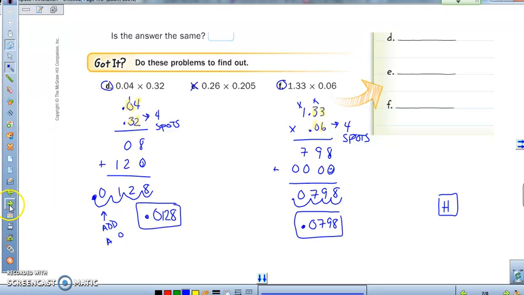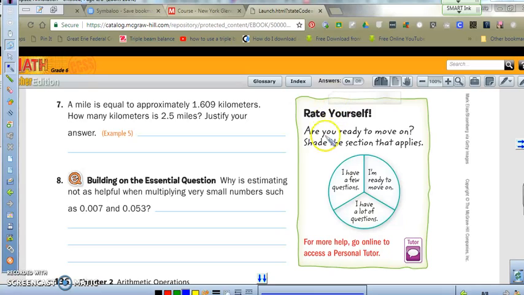When you're ready, turn your page, and please rate yourself. Do you have a few questions? Do you have a lot of questions? Or are you ready to move on? Be sure if you have any questions, you have them ready to ask when we get to class and go over these.